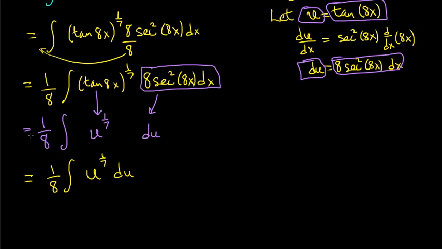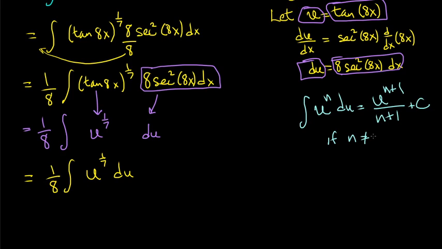At this stage, this should be absolutely trivial by now, at least I hope so, if you remember the power rule for integrals. The integral of u to the n du is just u to the power n plus 1 over n plus 1, plus c. And I should remind you that there's one exception to this. This works if n is not negative 1. Our exponent is not negative 1. It's 1 over 7. So here our n is just 1/7. So what's n plus 1?